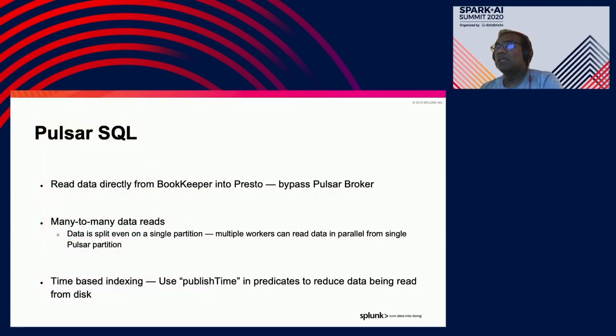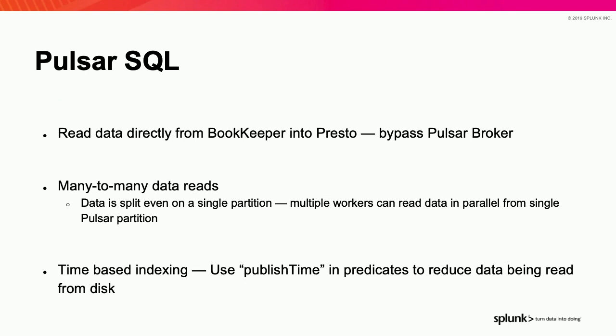In the implementation, data is read directly from BookKeeper into Presto, completely bypassing the broker, so it is very efficient. In addition, the shards of data distributed across multiple BookKeeper nodes can be queried in parallel, so that you get much more disk bandwidth, which means multiple shards can be processed in tandem, thereby giving a quick response time for the queries that you issue.